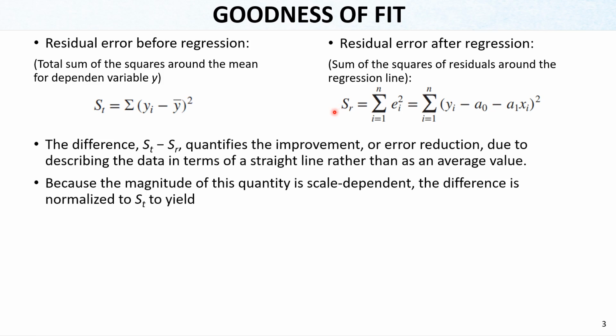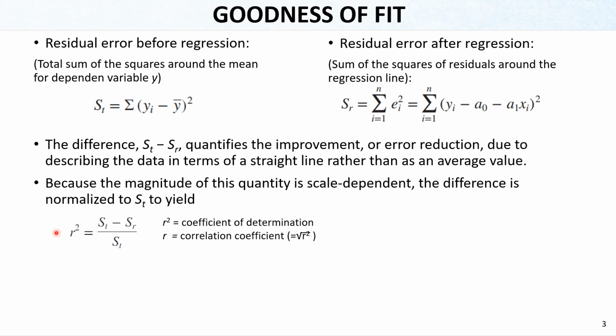And the difference between after and before these metrics, ST minus SR, quantifies the improvement or error reduction due to describing the data in terms of a straight line rather than its average value. Because the magnitude of this quantity is scale dependent, the difference is normalized to ST. So we have ST minus SR divided by ST. ST is the before-regression value. So this is a kind of error metric.